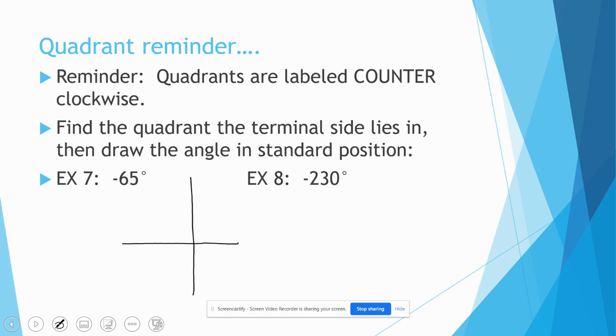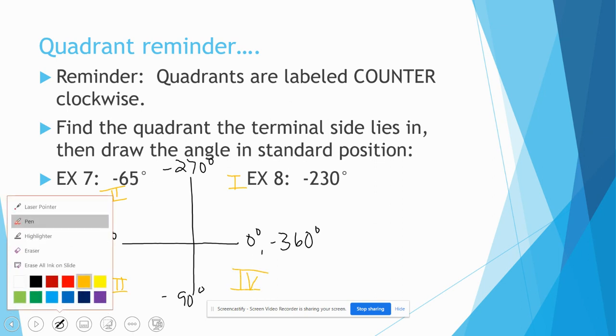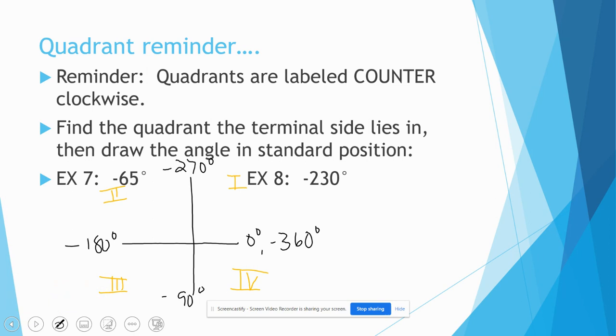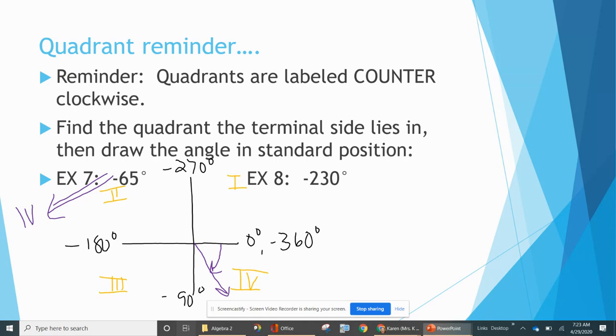All right, 0, negative 90, negative 180, negative 270, negative 360, and quadrants 1, 2, 3, and 4. So negative 65 degrees is between 0 and negative 90. It's maybe roughly about right here. We have our initial side, not traveling very far, and we are ending here in quadrant 4.